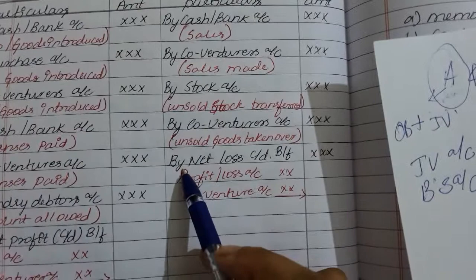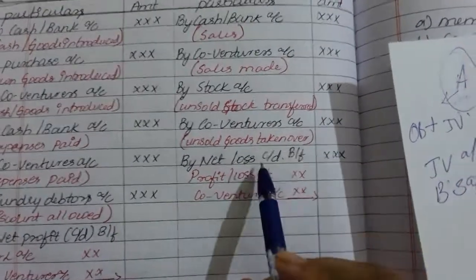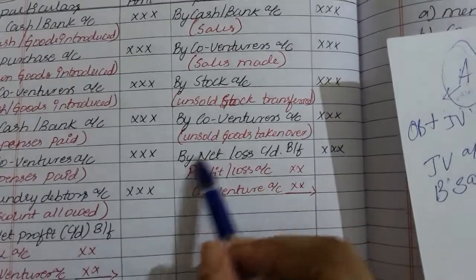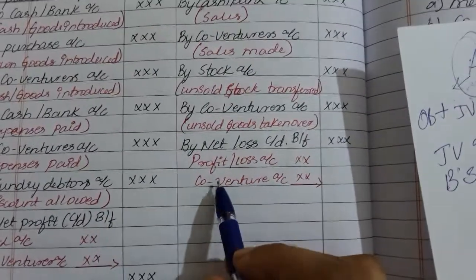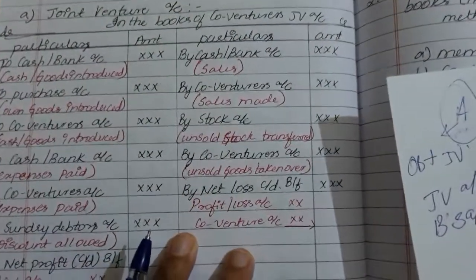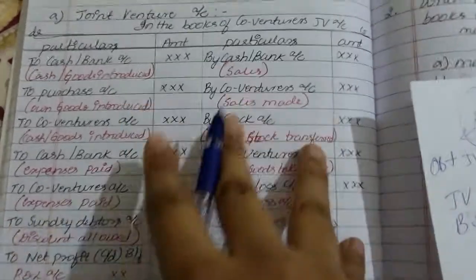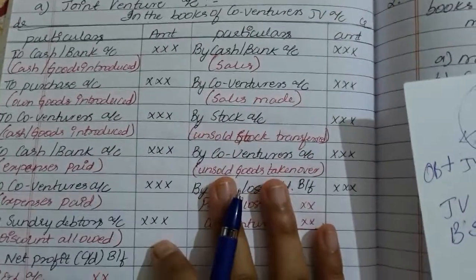Right. Next, coming on to by net loss carried down. If it is a loss, then profit or loss account, obviously to co-venturers account. So this is all about the joint venture accounts in the books of co-venturers, the joint venture account. This is when no separate set of books has been maintained.